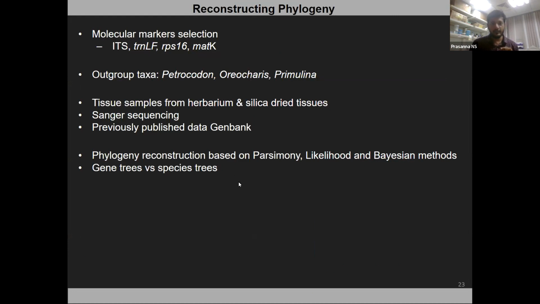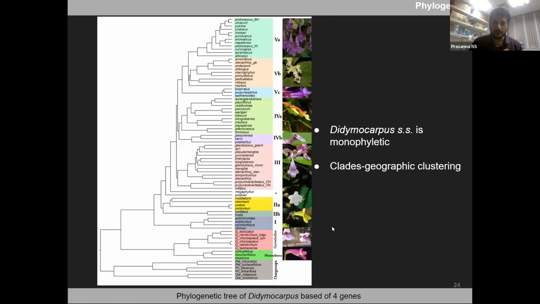For reconstructing the phylogeny, we used the 4 standard barcoding markers, and we used Sanger sequencing and compared the sequences with whatever we had in GenBank, and built the tree with parsimony, likelihood, and Bayesian methods. Here is the phylogenetic tree.